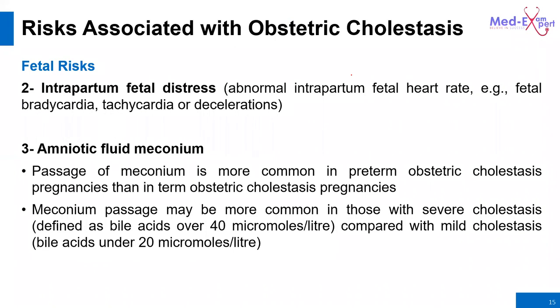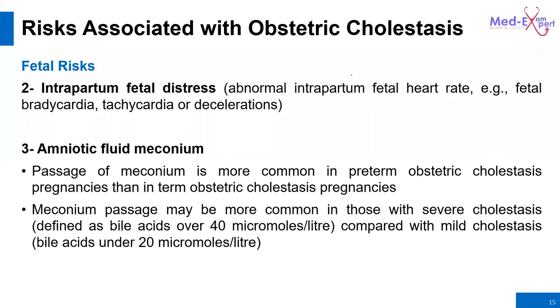Thank you. So another risk is the passage of meconium in the amniotic fluid, but this is seen more in those preterm pregnancies than in term obstetric cholestasis pregnancies. And the meconium passage may be more common in those with severe cholestasis, which is defined as bile acids over 40 micromoles per liter, compared with mild cholestasis when the bile acids are under 20 micromoles per liter. So here, the passage of meconium is somehow related to the level of bile acids.